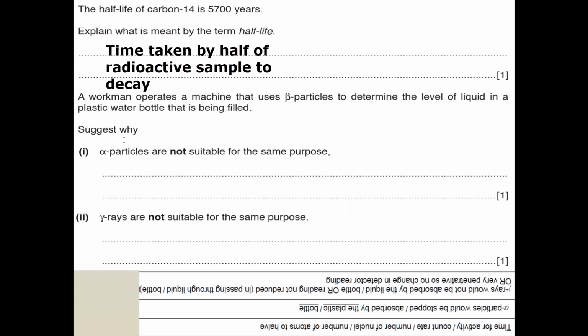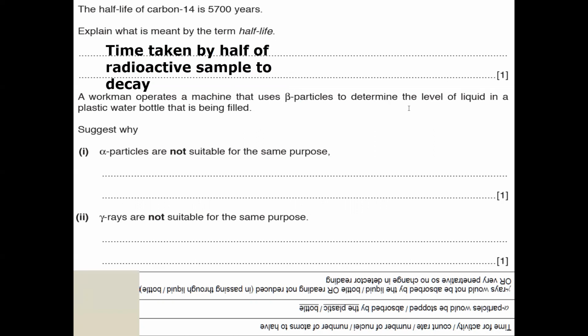A workman operates a machine that uses a beta particle to determine the level of the liquid in a plastic water bottle. Suggest why an alpha particle is not suitable. What is the reason why alpha particle is not suitable? Because alpha cannot pass through paper, so how will it pass through plastic?